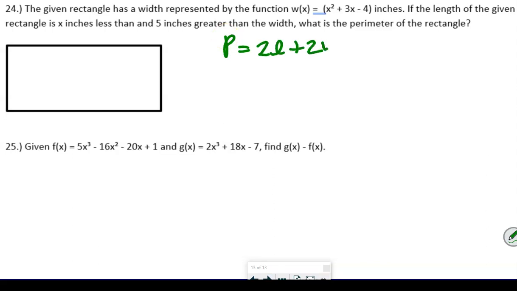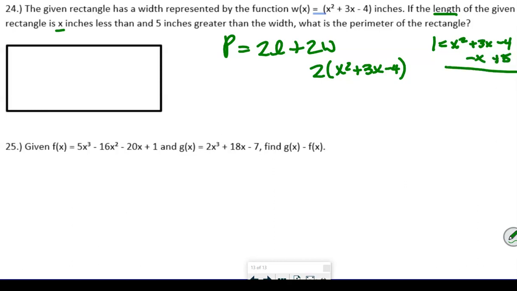and we need to know that perimeter is 2 times the length plus 2 times the width, right? So we've got the width, so we can do 2 times the x squared plus 3x minus 4. But it's telling us that the length is x inches less. So we're going to find length, okay? Length is equal to, and it's saying then the width. Okay, so we've got x squared plus 3x minus 4, okay? So it says it's x inches less, so it's minus x, and 5 inches greater. So we're going to do a plus 5, right? So that's going to give us x squared plus 2x plus 1, right?